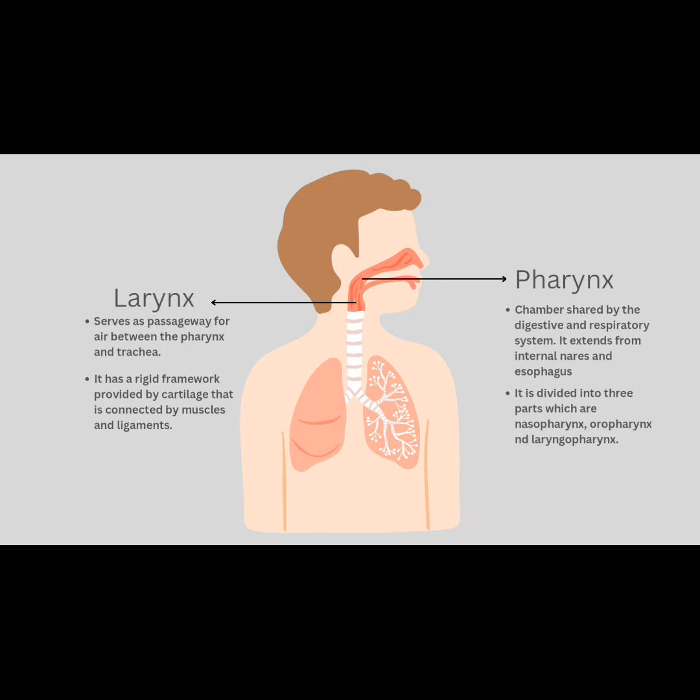Next is the larynx. The larynx is the last part of the upper respiratory system that serves as a passageway for air between the pharynx and trachea. It has a rigid framework provided by cartilage that is connected by muscles and ligaments.